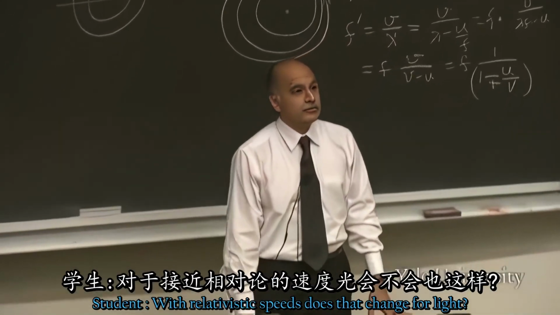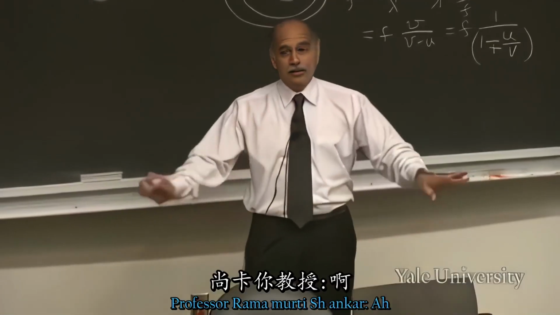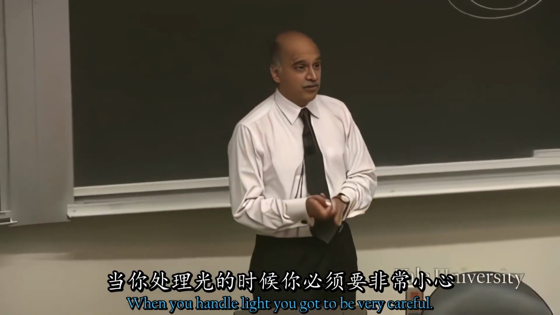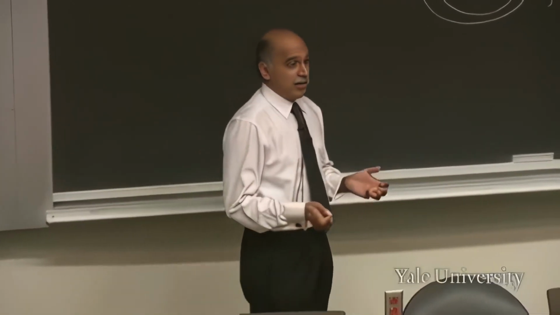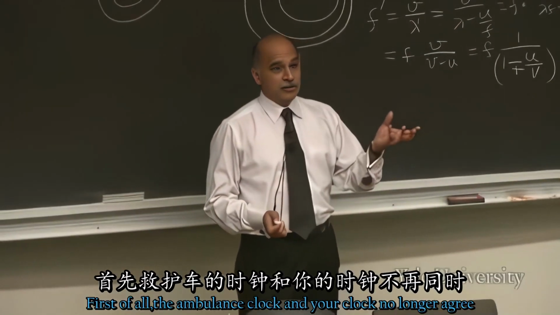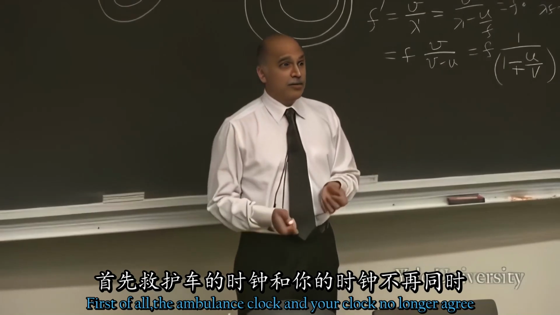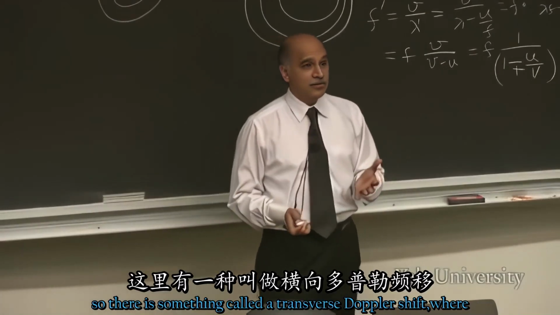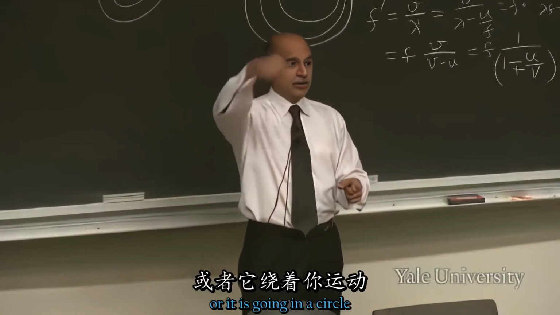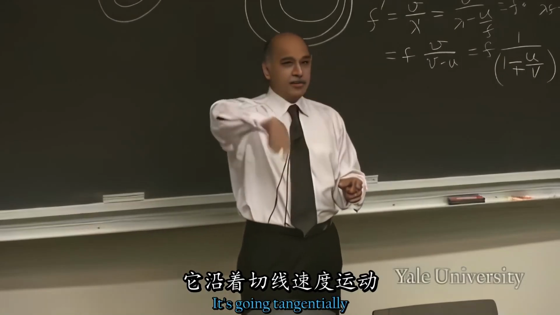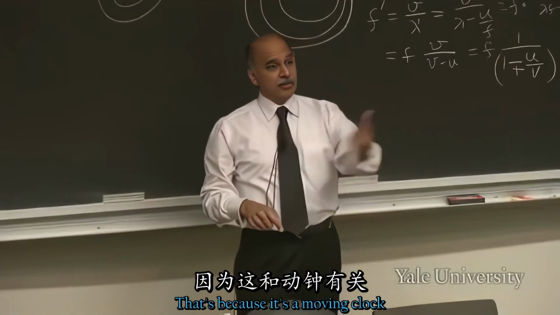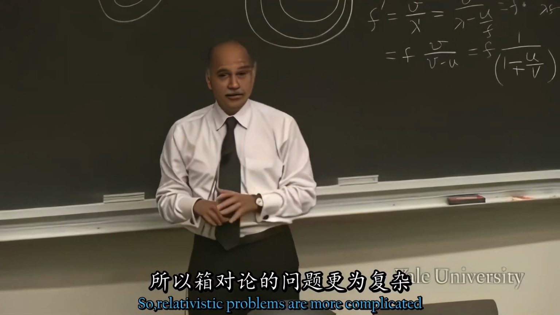Yes? The relativistic speeds that change for light. Relativistic speeds, a lot of things happen. That's correct. When you handle light, you got to be very careful. The velocity of light will be the velocity of light, but the frequency will change for many reasons. First of all, the ambulance clock and your clock no longer agree. So there is something called a transverse Doppler shift, where even if it's not coming towards you or going away from you, but it's going in a circle, you're sitting in the middle, it's going tangentially, you will still feel a Doppler shift. That's because it's a moving clock, and therefore it will slow down. So relativistic problems are more complicated.